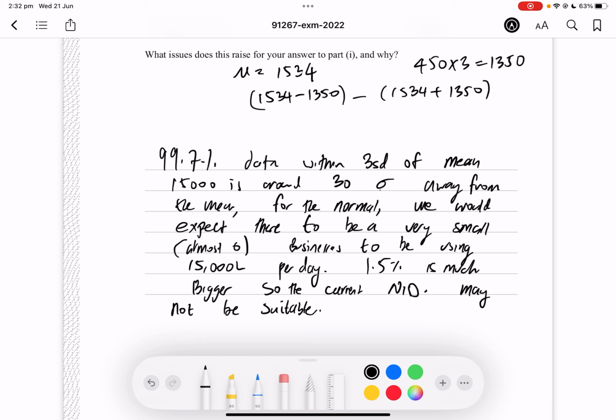The current data suggests that the spread might actually be larger. So this suggests the spread may be larger than 450. And that's really all we need to be saying here. So yes, it's about 30 standard deviations away from the mean, so this was obviously not going to be fitting the correct distribution for the normal.